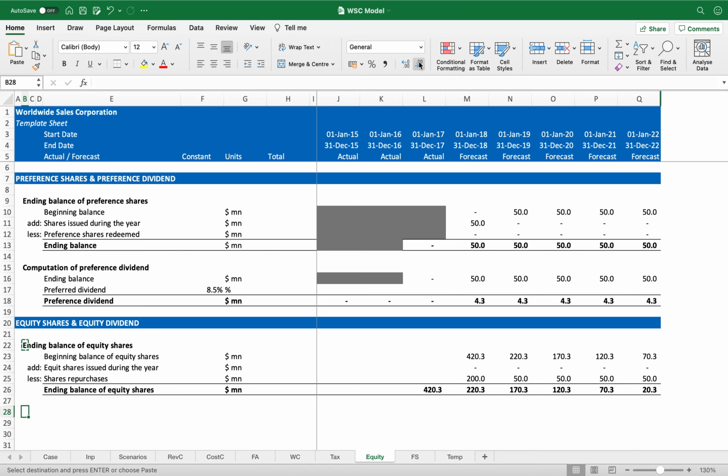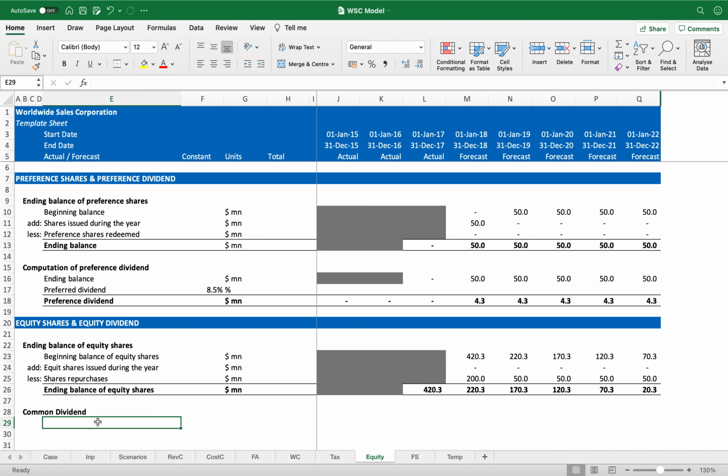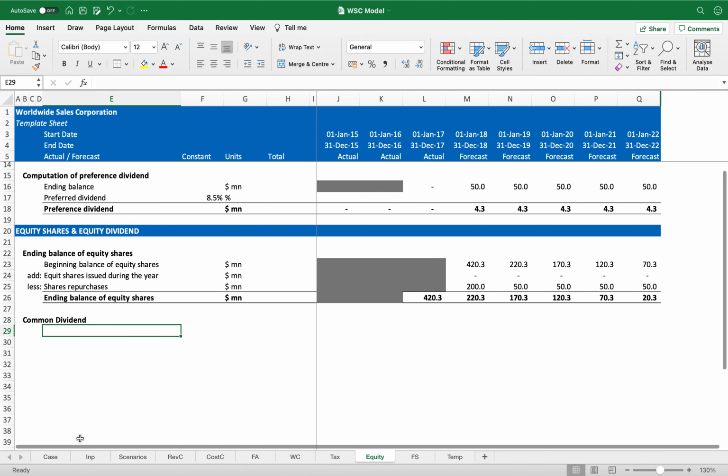The next computation is common dividend. Guys, I really hope you are able to catch up. There are a lot of computations that we are doing. You might have started to get the feel of financial modeling by now. Common dividend.